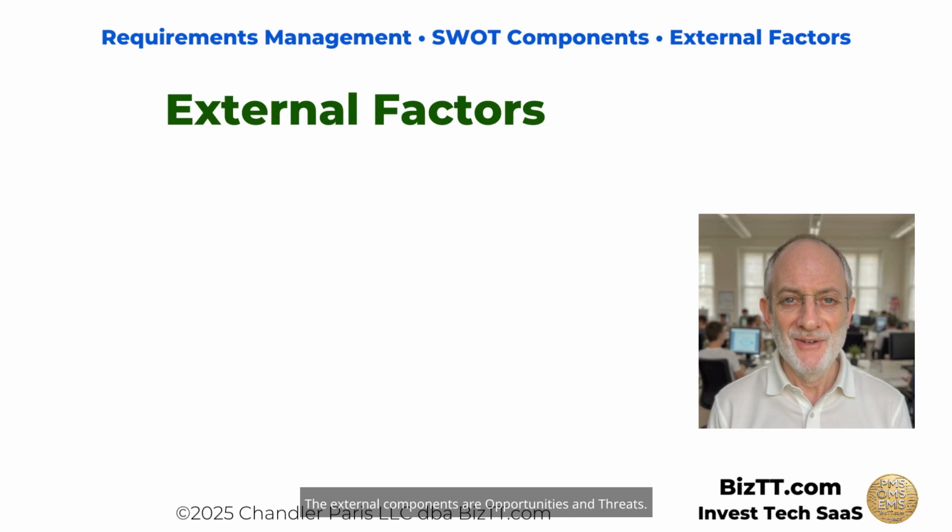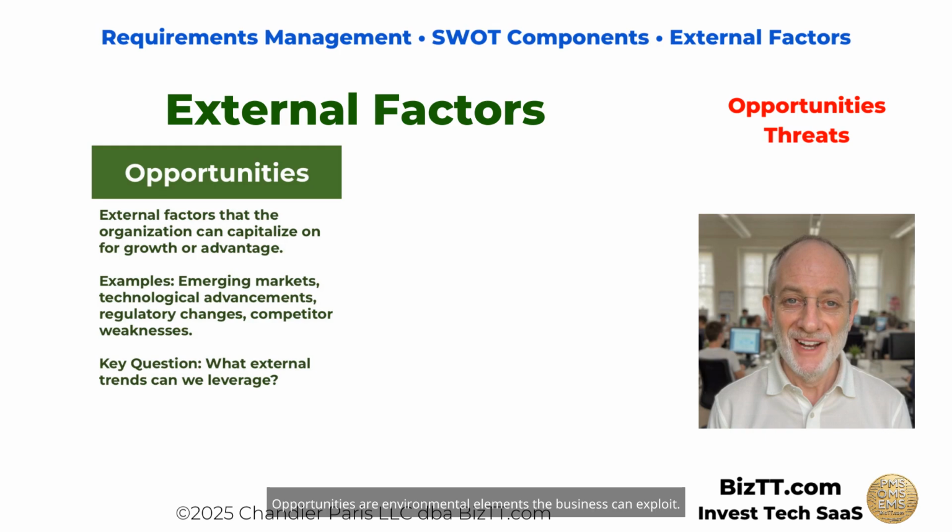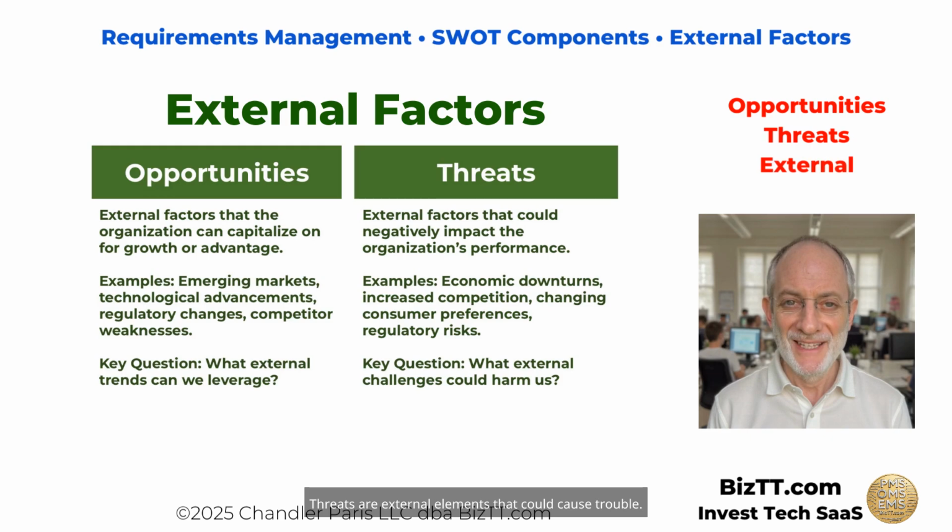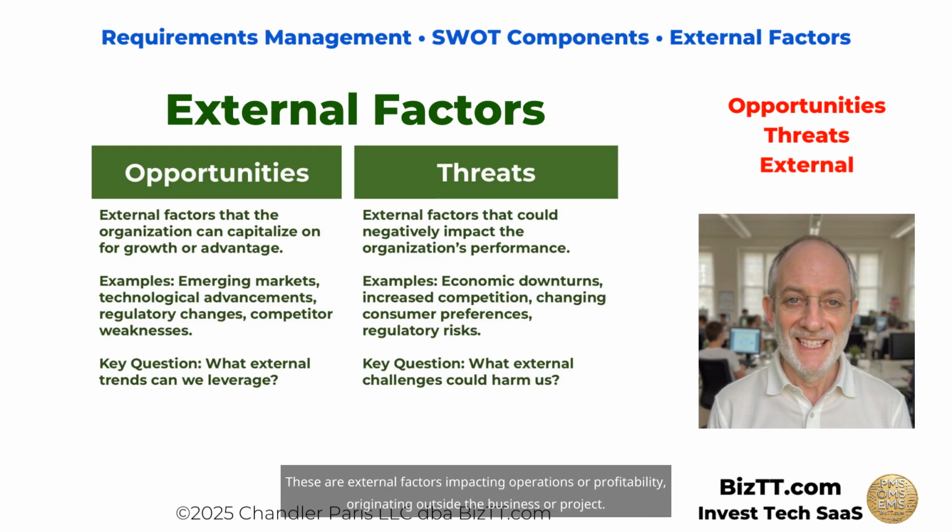The external components are opportunities and threats. Opportunities are environmental elements the business can exploit. Threats are external elements that could cause trouble. These are external factors impacting operations or profitability, originating outside the business or project.